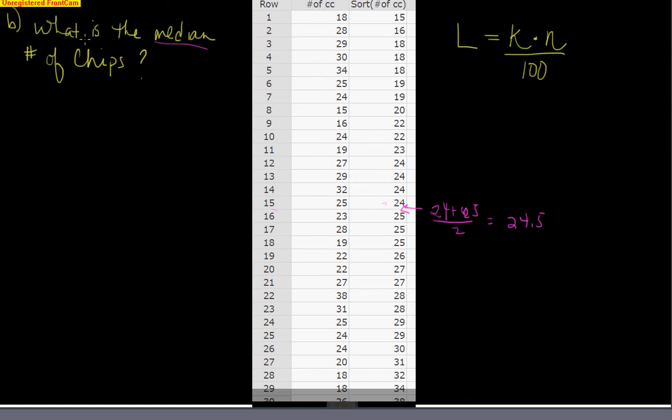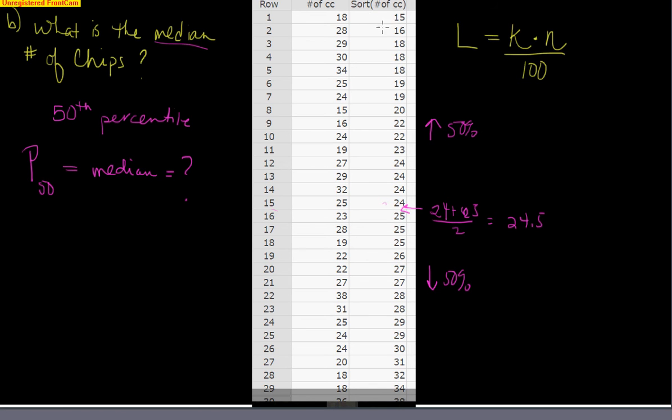So the median is really the 50th percentile. That's what it is. It means the median is that halfway point. It means 50% of our data is below the median, 50% is above. Half above, half below. So in other words, what we're really asked to find is P of 50 equals the median. Now we know the K, so we've got to figure out L, which is the number of data points below or above.